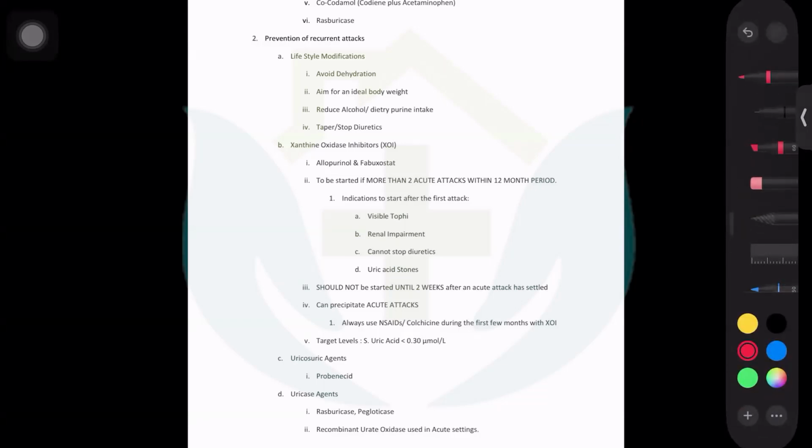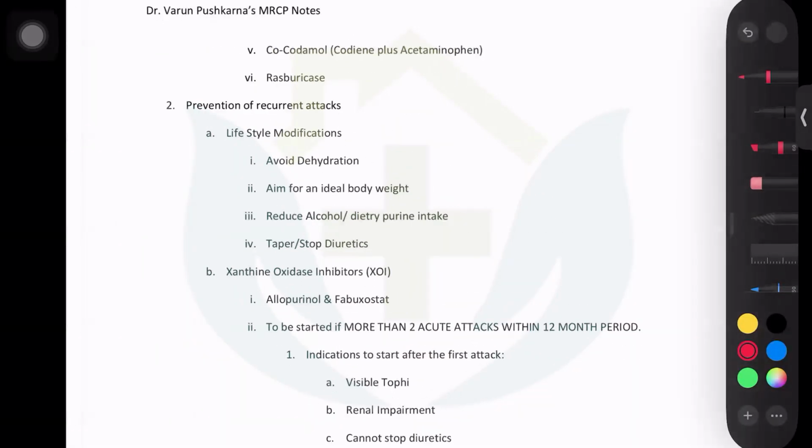And how much dose to be given, sir, for rasburicase? That is a class matter for some other day. Okay, sir. Thank you. Okay. So immediately you give colchicine and rasburicase, which is discussed.